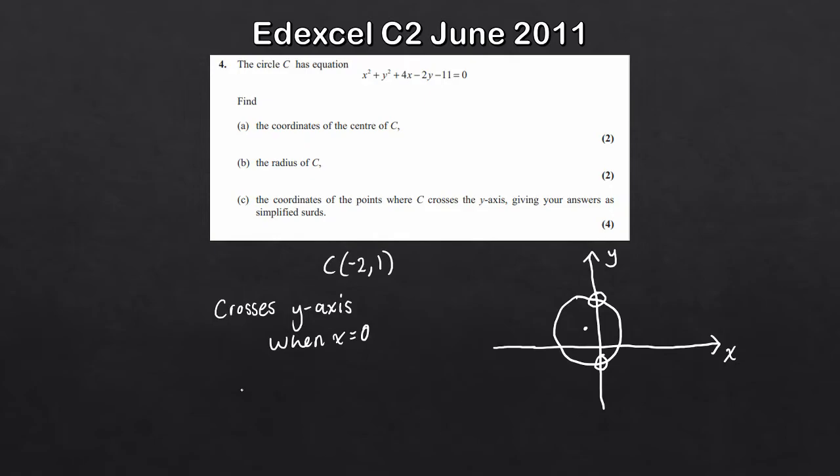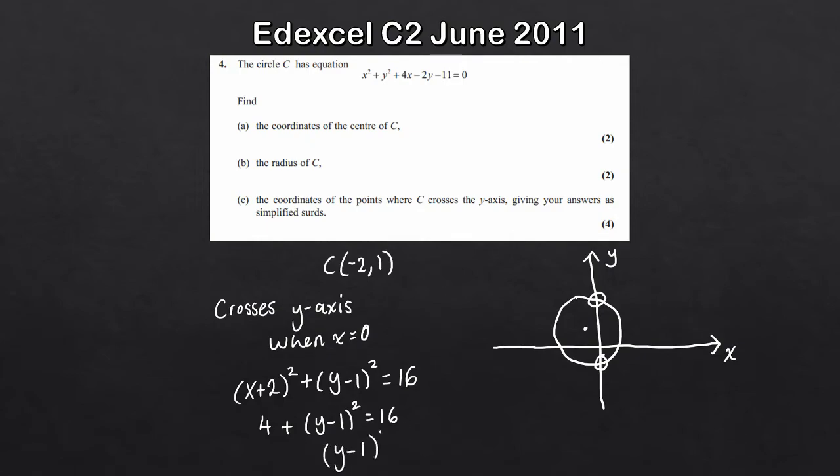So using that then, we obtain the equation as being x plus 2 all squared plus y minus 1 all squared being equal to 16. Now I plug x equals 0 into here, I get 2 squared, so I get 4 plus y minus 1 all squared being equal to 16. Okay, if I subtract 4 off both sides now then, I get y minus 1 all squared being equal to 12.